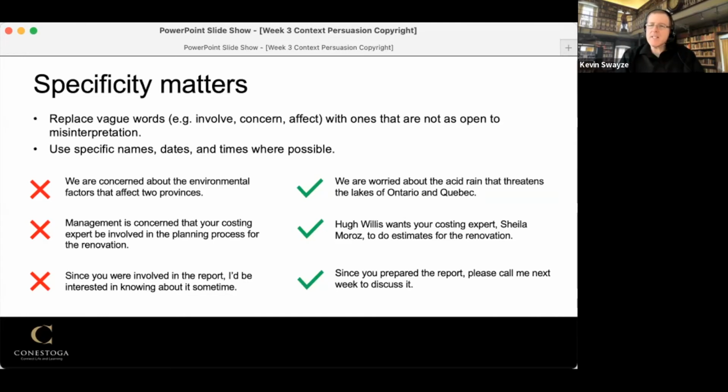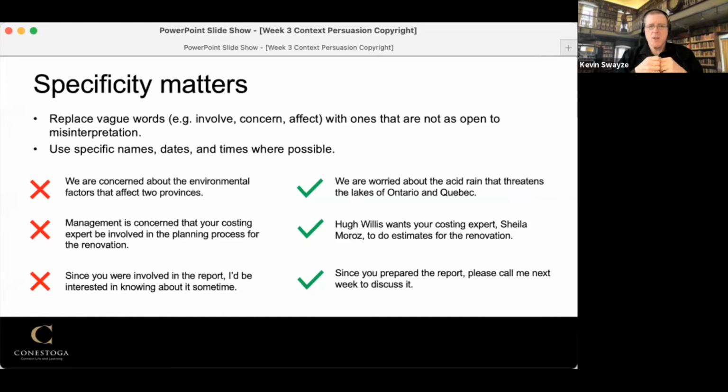I'll pick the second example here. Management is concerned that our costing expert be involved in the planning process for the renovation. Okay, who is the planning process? Okay, who cares? Who's the manager, and who is the expert?